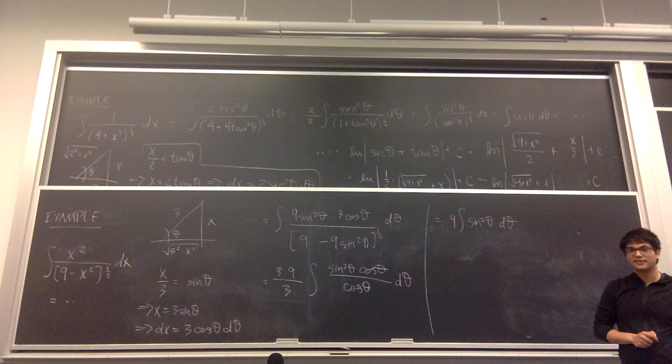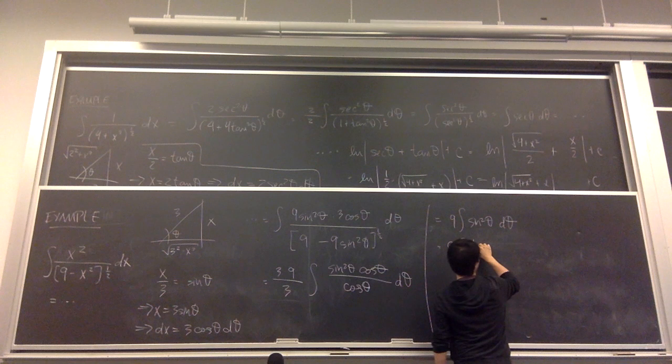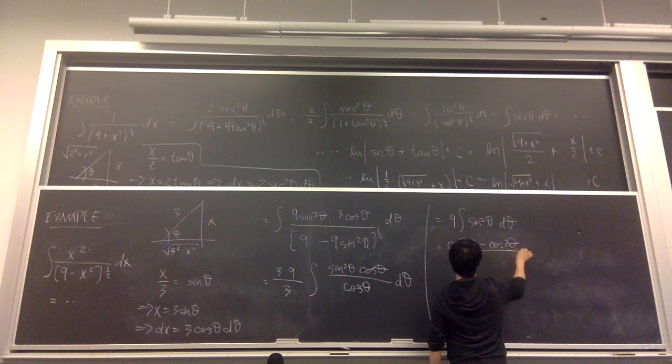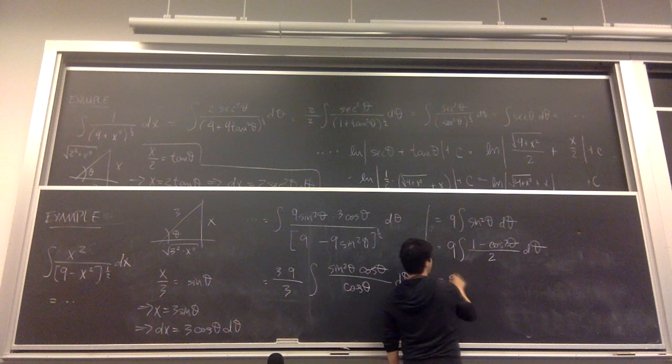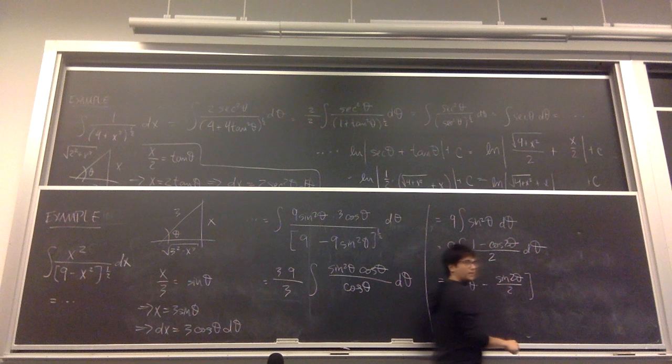Half angle formula. This is going to become integral. What is it, minus or plus? I always forget. Minus cos 2 theta over 2 d theta. So what is this equal? You're going to get 9 halves theta minus sine 2 theta over 2 plus C. Is that right? Okay, yeah.